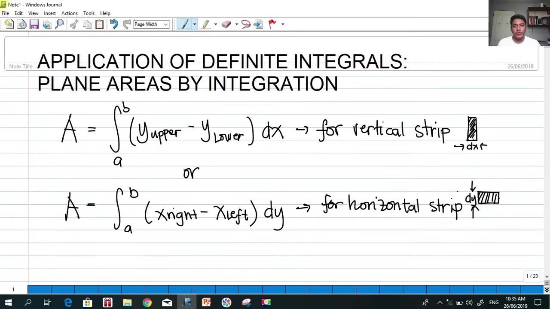Sir, which one are we going to use? Well, it depends on the curve, and it also depends on the given limits or function. Sometimes the limits are not given from A to B, but if the limits are not given, you have to find the limits. The same goes for x right and x left. What we are going to do is isolate x in the equation, so that the other side of the equation is purely in terms of y, so that we can integrate with respect to dy.